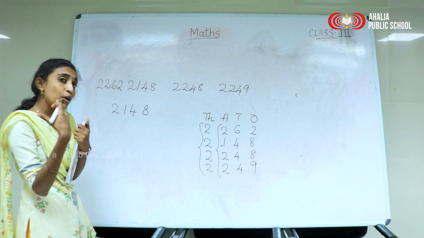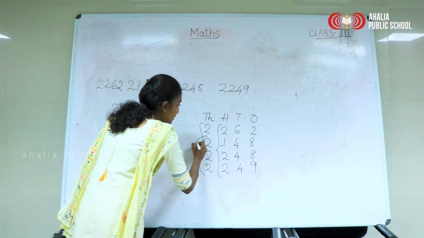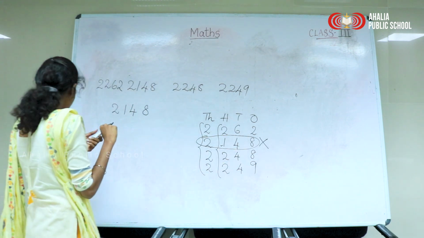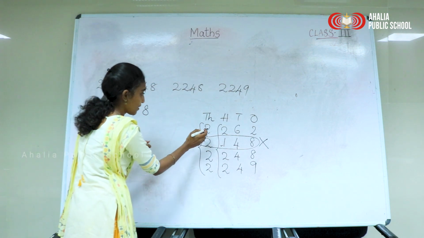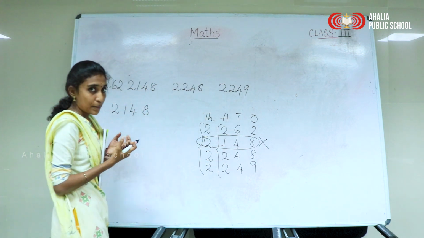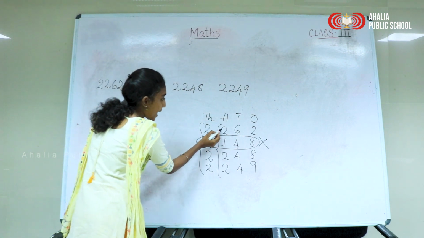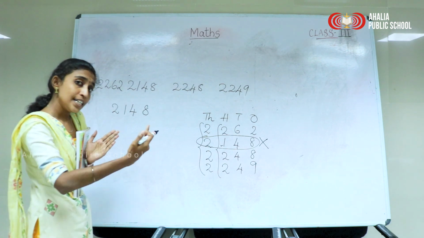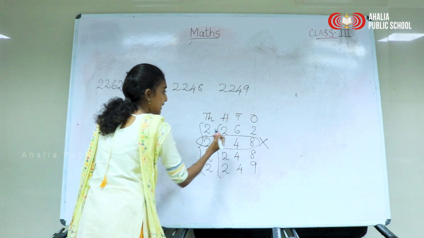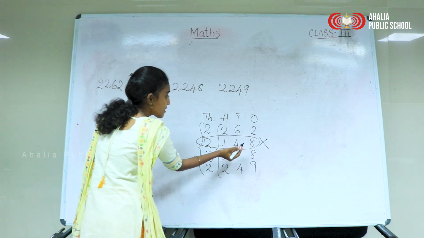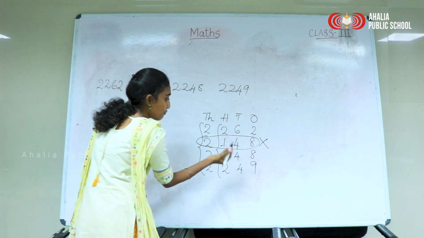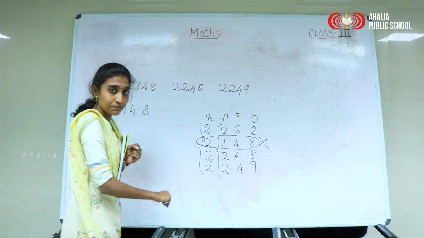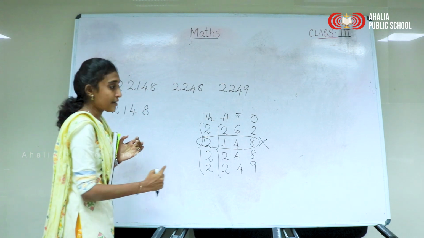Okay, so what about the next number? So we will eliminate this. And then the next number. What is the next number? We have 3 2's in the hundreds place, right? So we will be moving on to the next place. Next place is what? Tens. So we have a 6, 4, 4 and 4. Okay? So we are having 3 4's here and a 6.